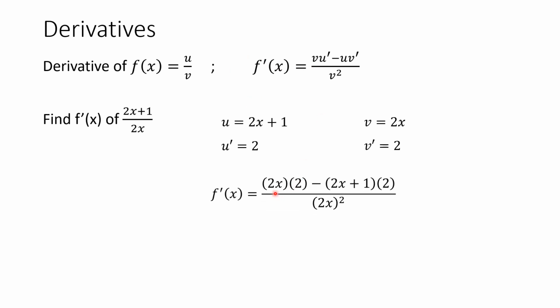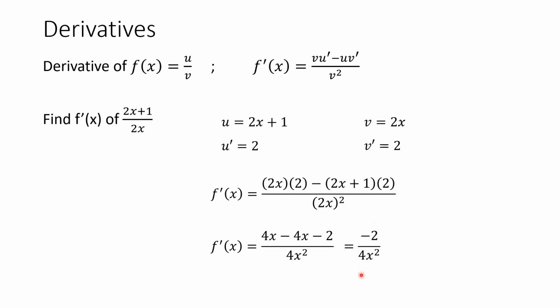So all of this will be used in our formula for the derivative of a quotient. We will have the v, 2x, multiplied by u prime, which is 2, minus the u, which is 2x plus 1, multiplied by v prime, which is also equal to 2, all over v, which is 2x, squared. So 2x squared. So simplifying this, we will be having 4x minus 4x minus 2 all over 4x squared. Simplifying this, it will become negative 2 all over 4x squared.